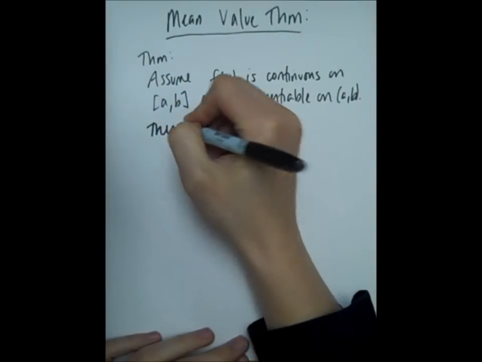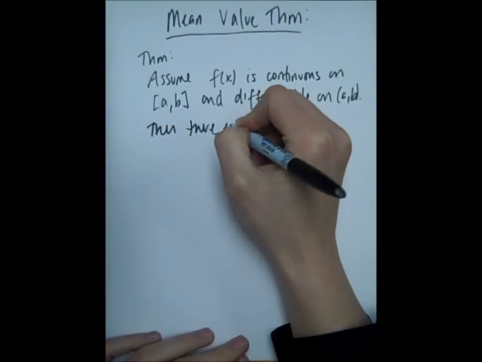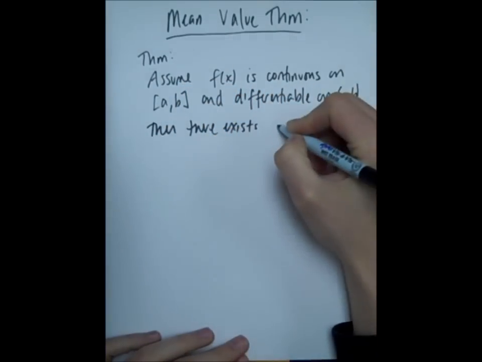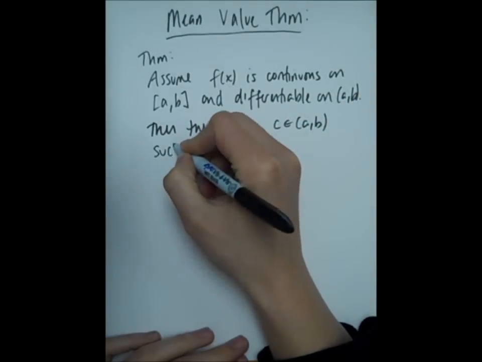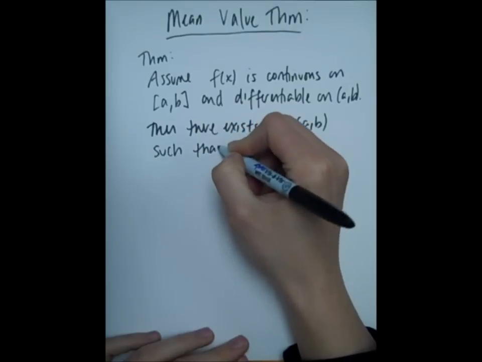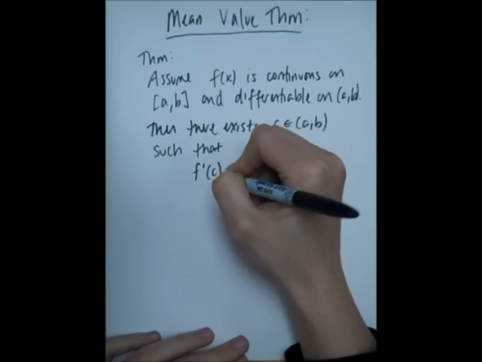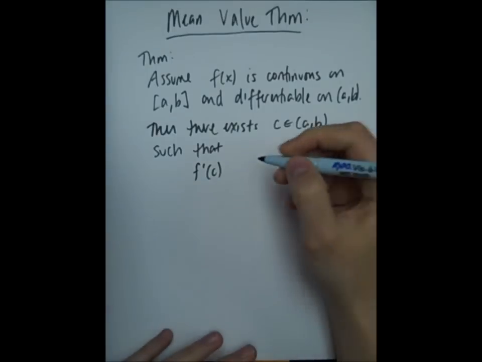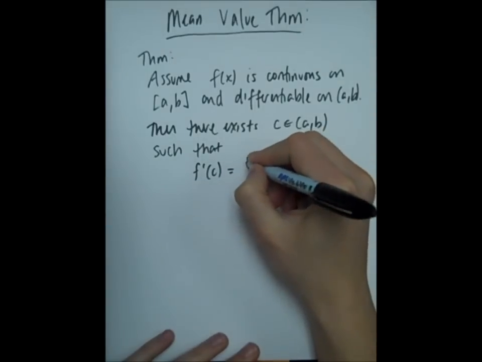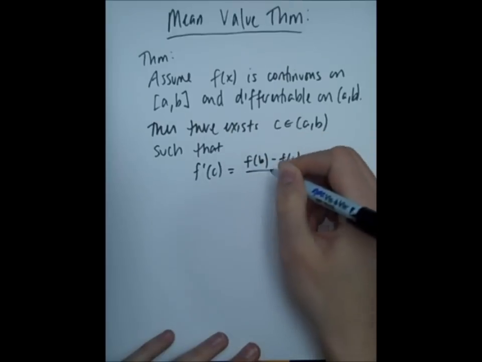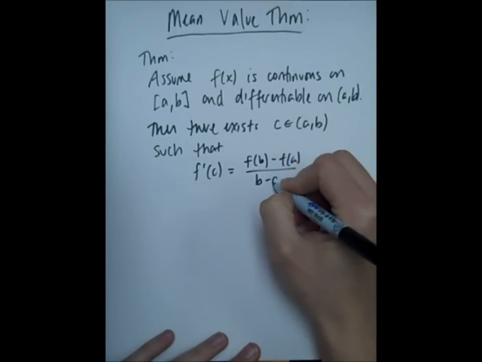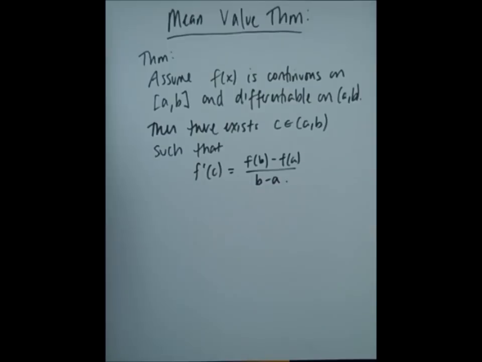Then there exists a c in the interval such that the slope of the tangent line at c, so the derivative evaluated at c, is the slope of the secant line connecting the points where we have a and b. So this is the mean value theorem.